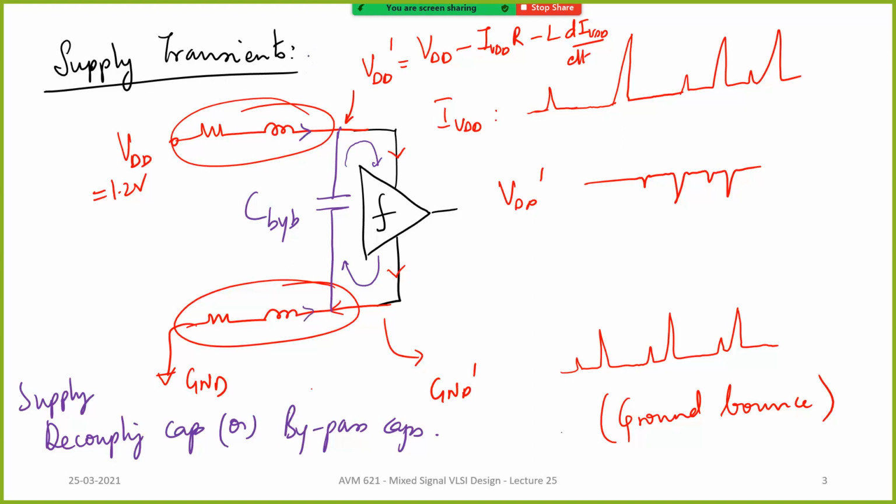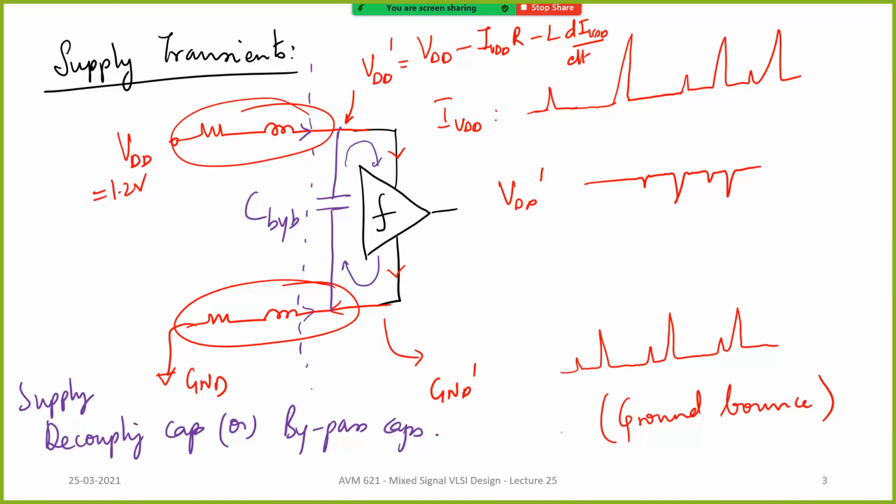So let's say this is the border of your chip. If you look at the border of the chip, this inductor will basically be your bond wire inductance and other trace inductance, PCB trace inductance, all these things will be there. Which is why you will have some bypass capacitance on the chip.